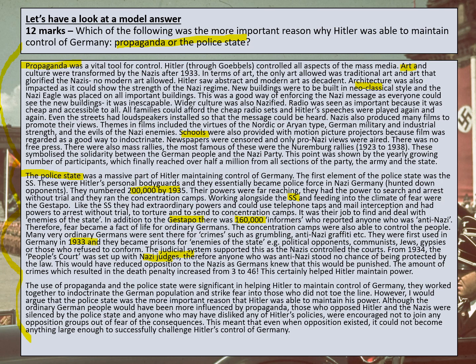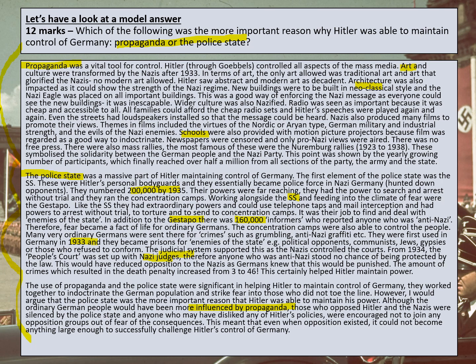And I have also tried to make it clear that, of course, most people would have been more influenced by propaganda, because obviously most German people wouldn't necessarily have experienced terror firsthand. However, as many of you might believe the police state was more important, I've tried to suggest why that might be.